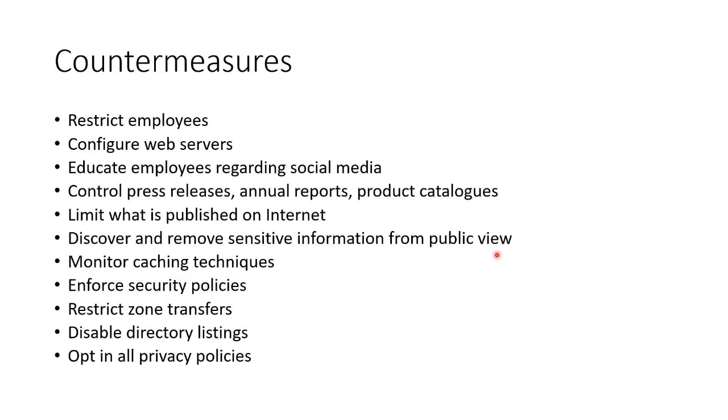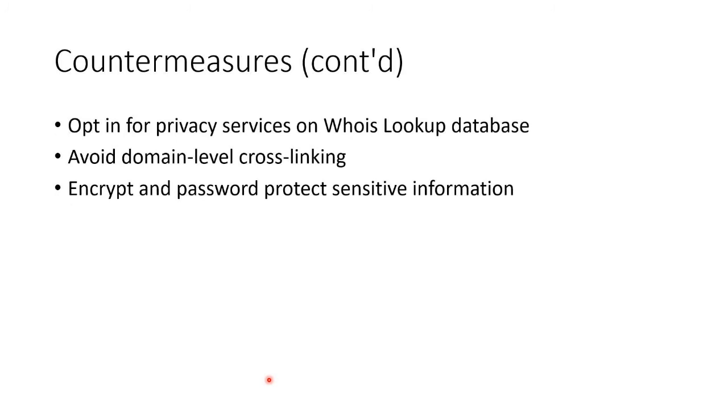We need to monitor our caching, enforce any policies, restrict our zone transfers, meaning replication from one DNS server to another. Because if I could pose as a phony DNS server, I could get your whole database. We need to disable any directory listings and opt in on all privacy policies, as well as on WHOIS. So this is why WHOIS is becoming less useful, because people are opting in, meaning you only see GoDaddy information. We want to try to make sure that we don't have any linking between domains and that passwords are protected and encrypted.